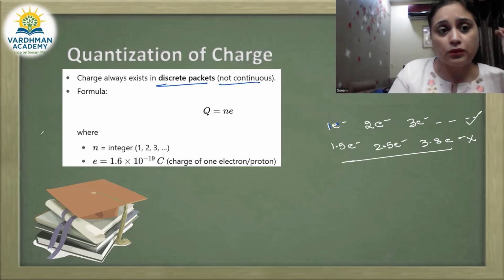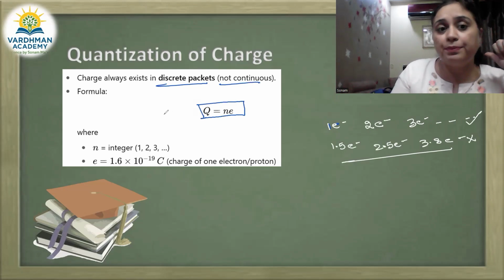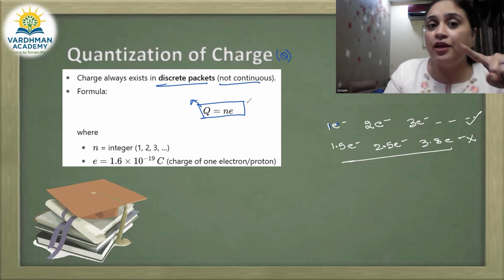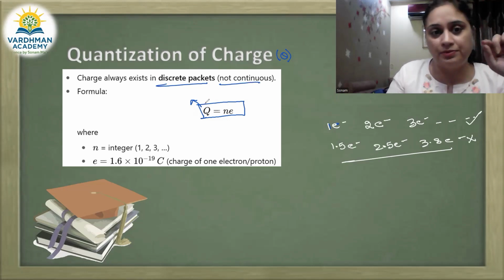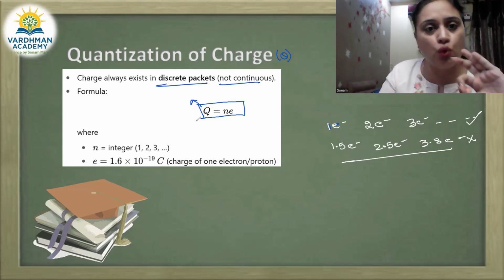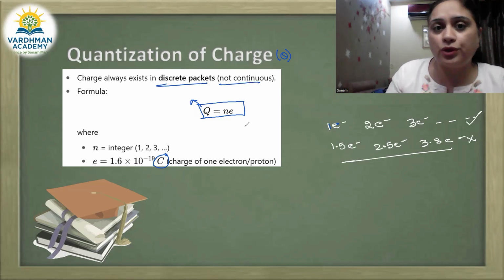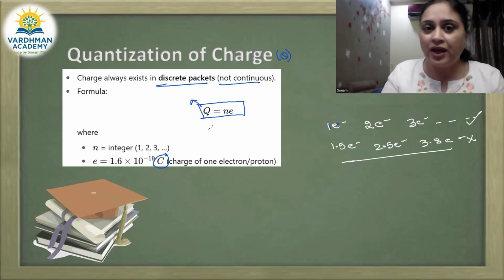So here we are going to understand that the charge Q represents charge. What does Q represent here? Q is a symbol for charge and the SI unit for charge is coulombs. You have to remember this. What is the SI unit of charge? That is coulomb, and we denote it with capital C. So here we have a formula.